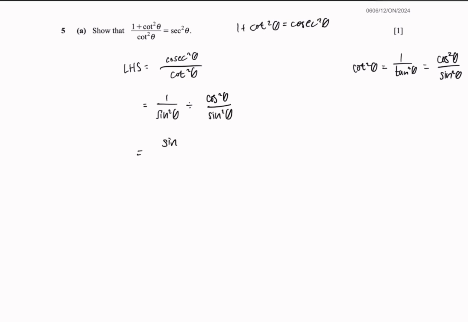And this will give you sine squared theta over sine squared theta cos squared theta. And you can cancel out sine squared theta to get 1 over cos squared theta, which is therefore equal to secant squared theta. So this is equal to the right-hand side. And you can conclude left-hand side is equal to right-hand side, and this question is proven.